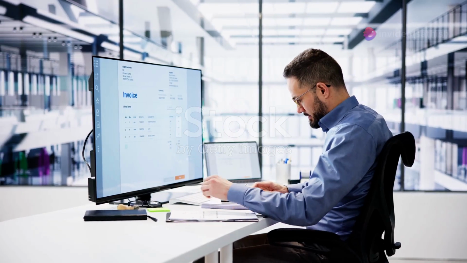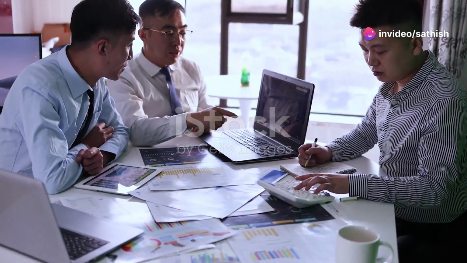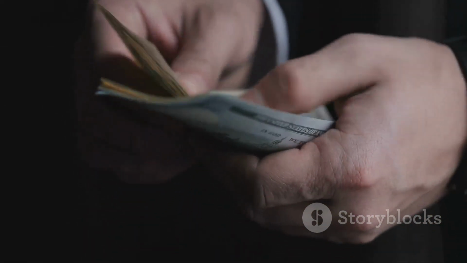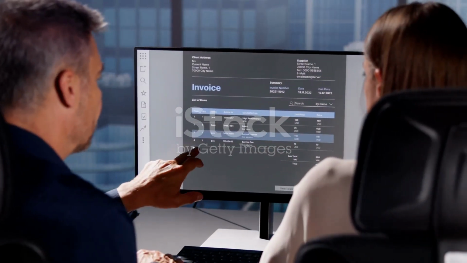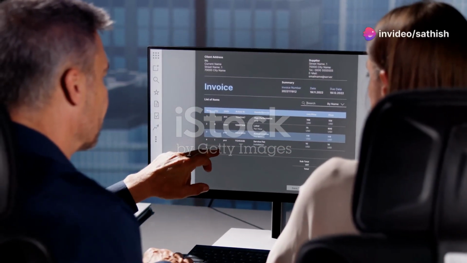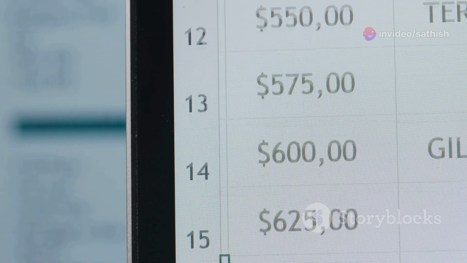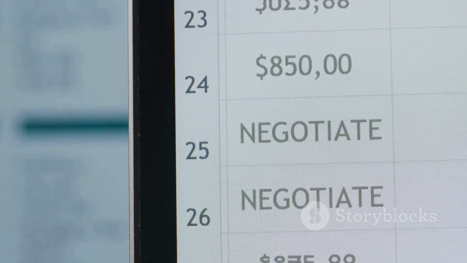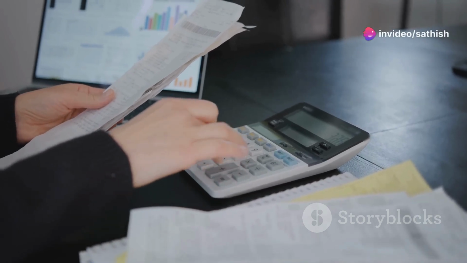Accurate invoicing is the cornerstone of effective accounts receivable management. It sets the stage for timely payments and minimizes disputes. When you send out an invoice, it must be clear, correct, and complete. Start by ensuring all essential details are included in your invoices. This includes the invoice number, date, customer information, detailed description of goods or services, agreed upon prices, payment terms, and due date. Any discrepancies in these details can lead to confusion and delays in payment.